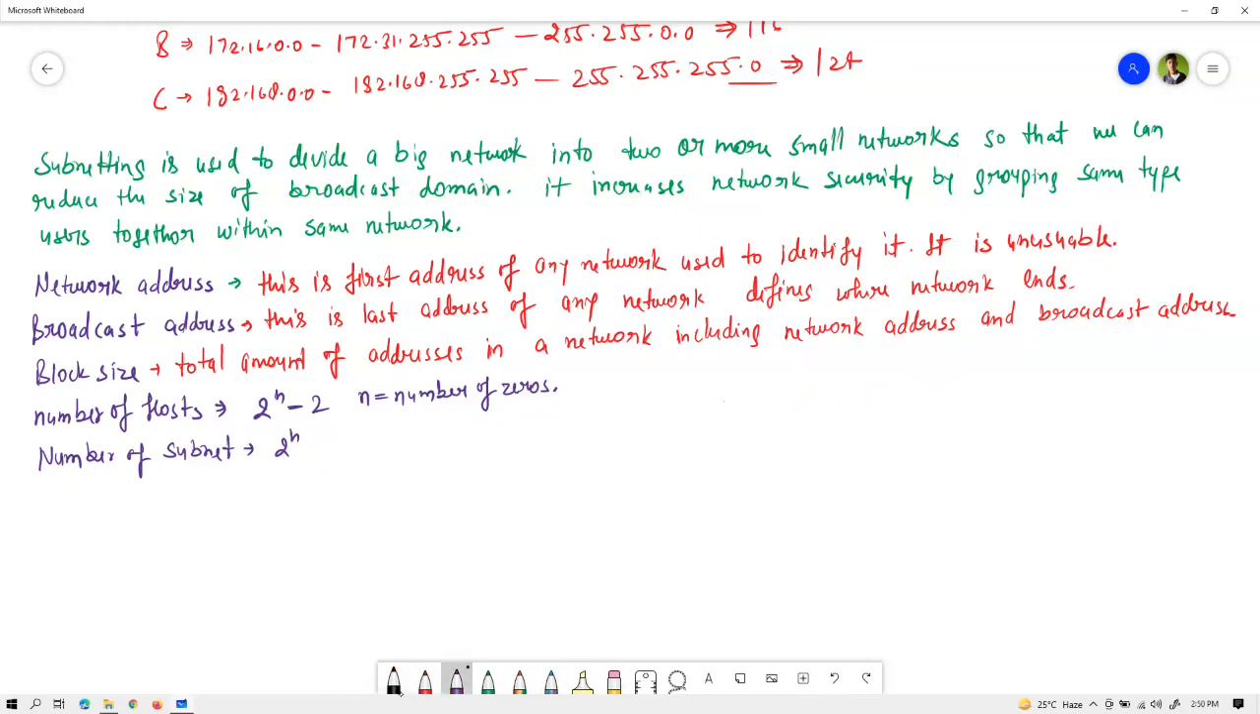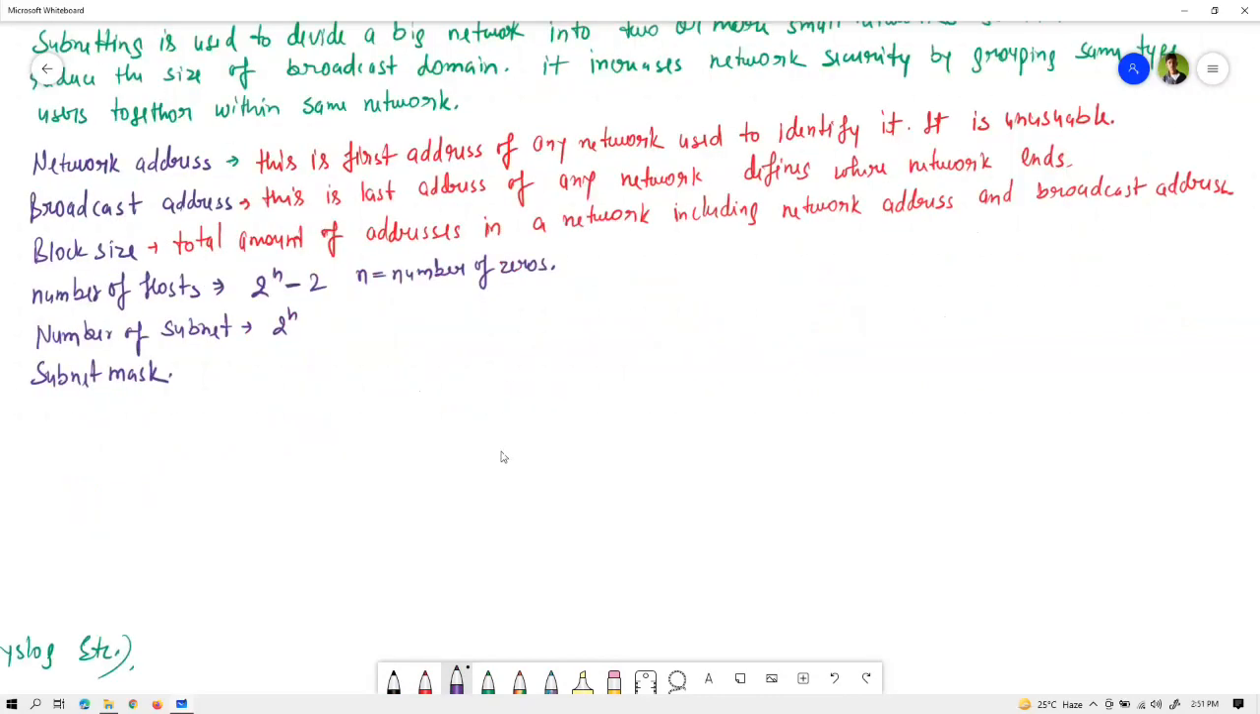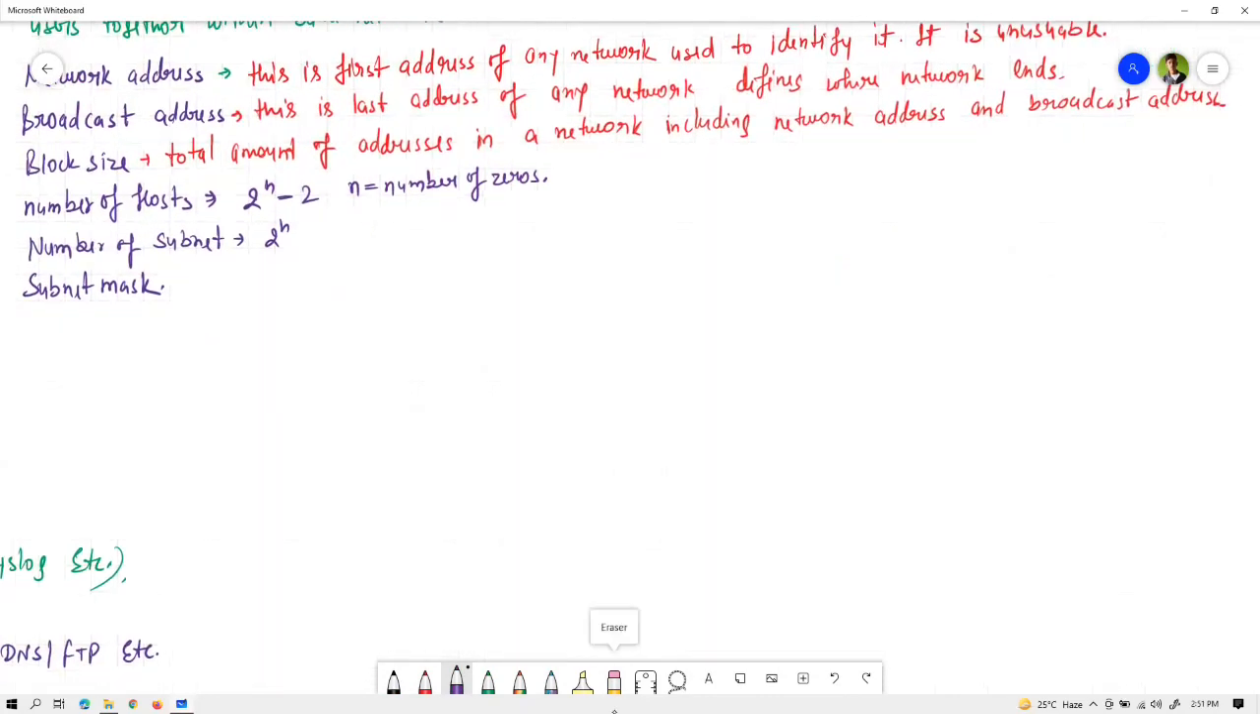Other than this, we need subnet mask. And I told you about the subnet mask also. It is used to identify network bits and host bits of any network address. So these things are required when you are going to perform subnetting.